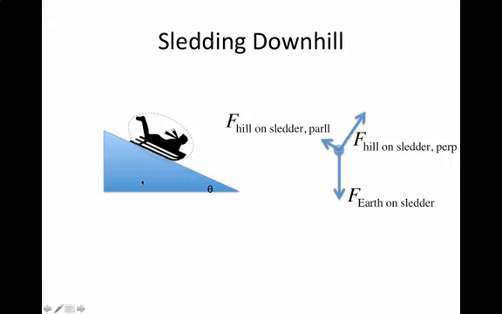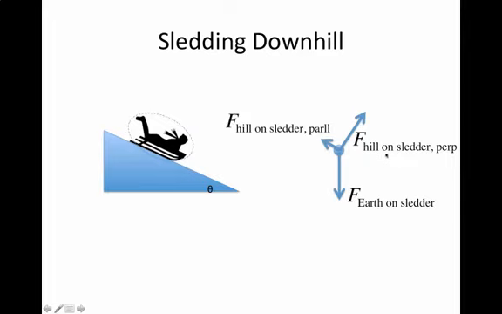into the sled, or into the hill. And then the parallel force is the friction force that's slowing her down. If there wasn't any friction, the hill could only exert a force perpendicular to its surface that prevents her from going down into the hill.